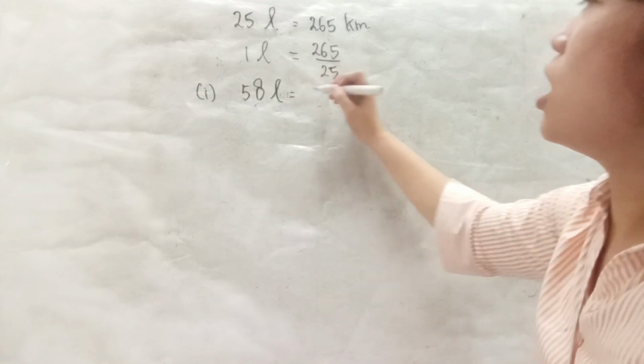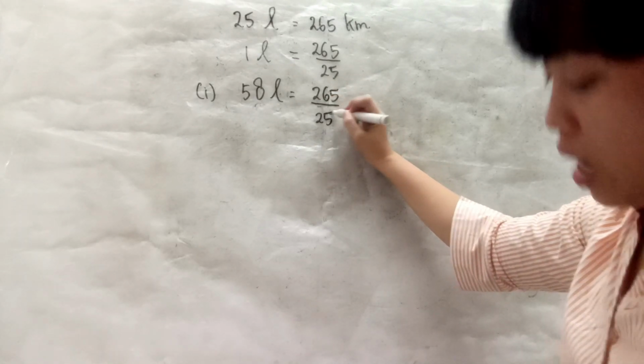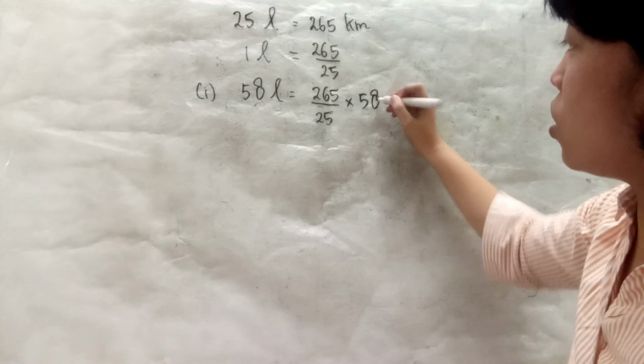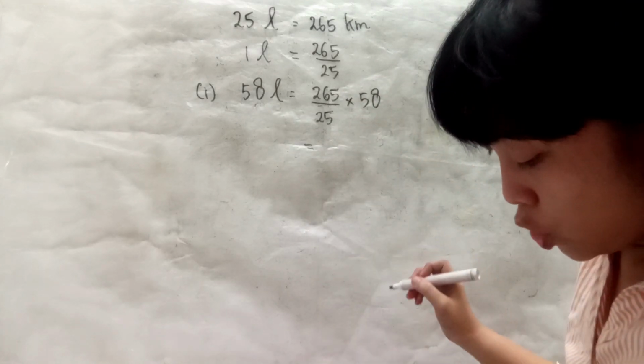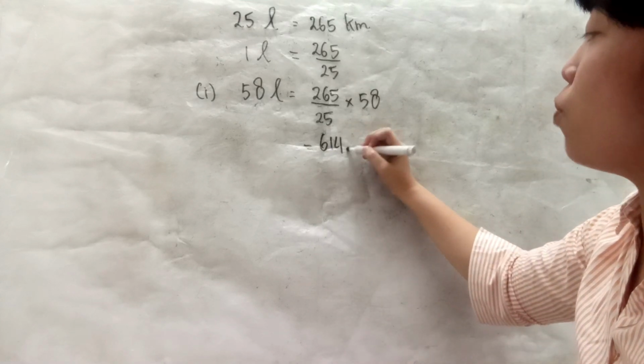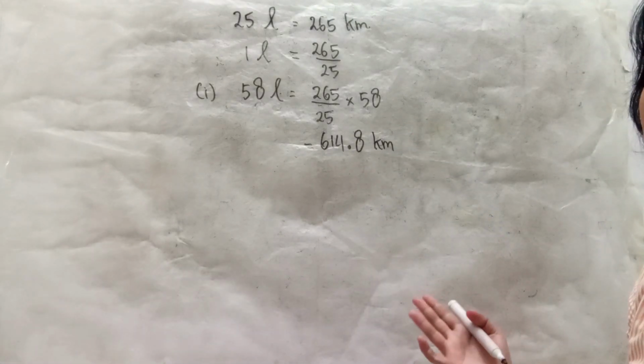So this is for the first. 58 liters equal to 265 divided by 25 times 58. So later the final answer, you will get 614.8 kilometers. You will get this.